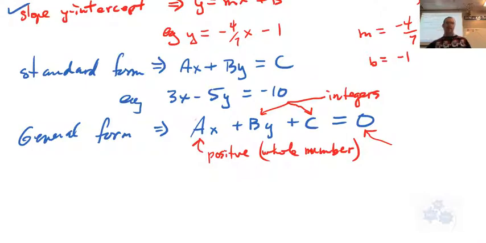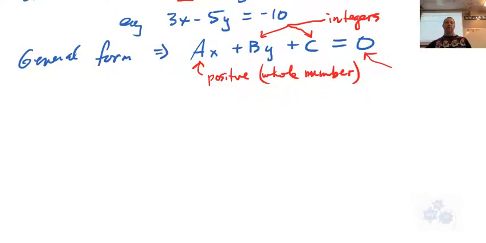And I don't think it says, but I believe that a being positive really applies to the standard form as well. So you can put a little note here. This should be positive as well. And b and c are also integers. So let's just do a quick example here. Converting to general form, okay?